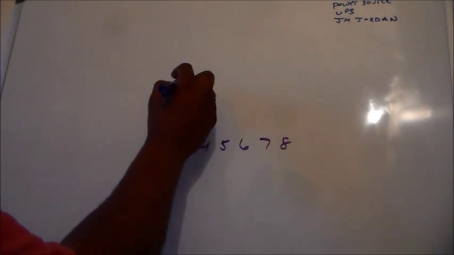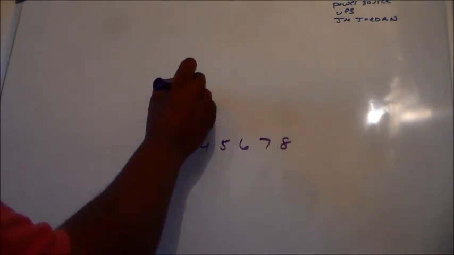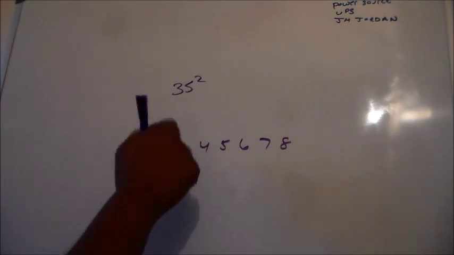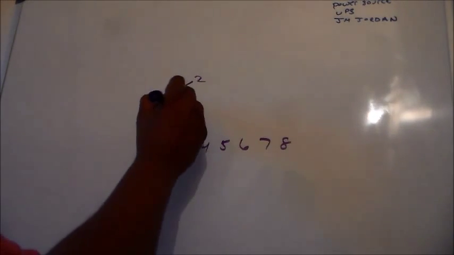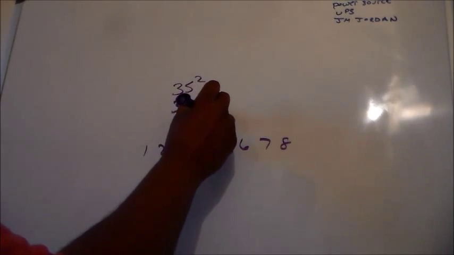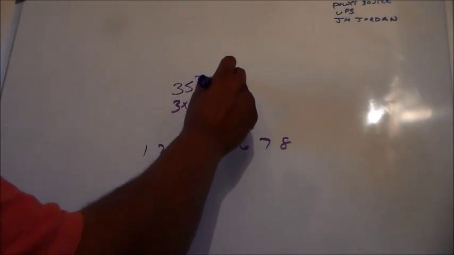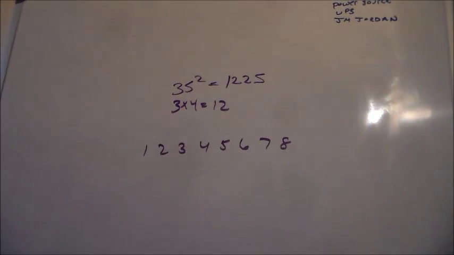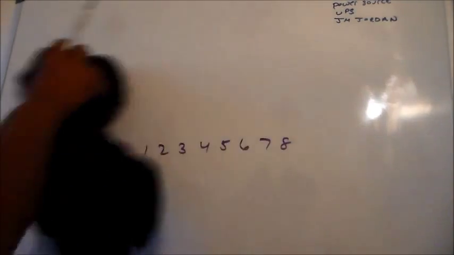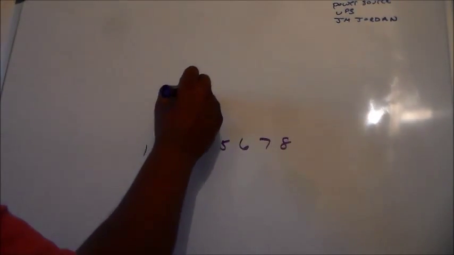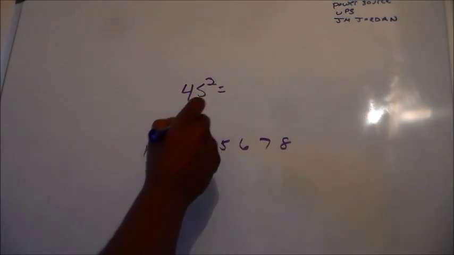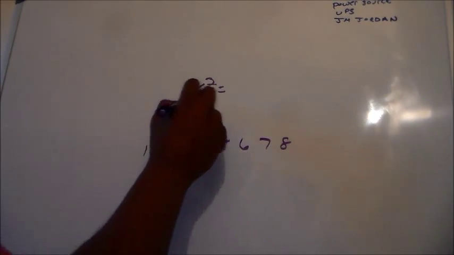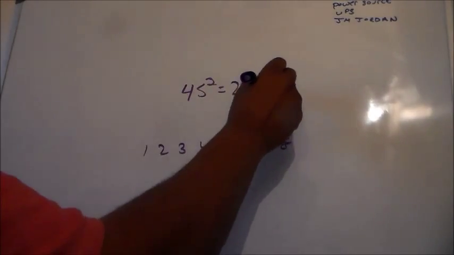Alright, I lost my eraser, I misplaced it. So let's say we're going to square 35 squared. It'd be 3, the next number after 3 is 4, so 3 times 4 equals 12. So 1225 is the answer. Okay, we'll erase that. We're going to square 45. That'd be 4 times 5, which is 20. 2025. I can kind of do them in my head at this point.